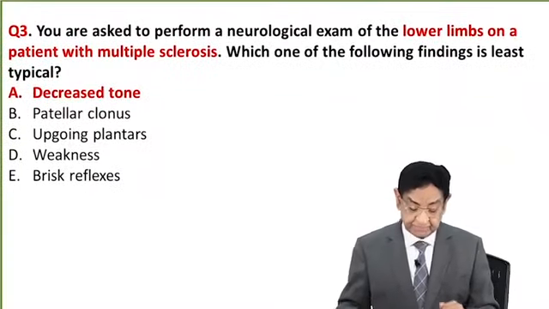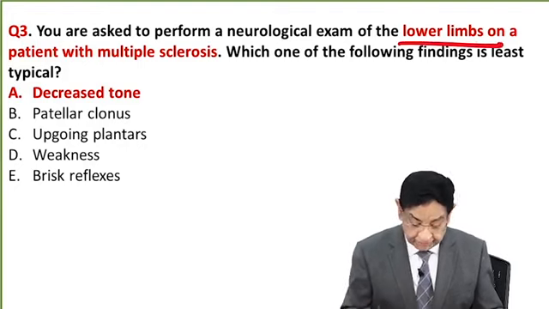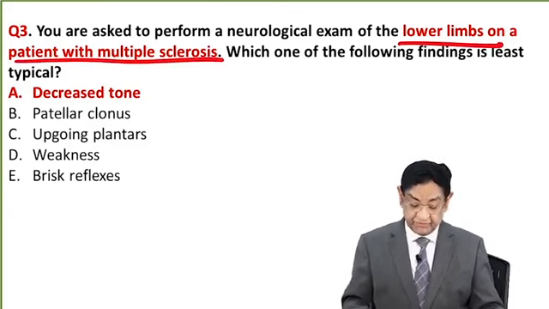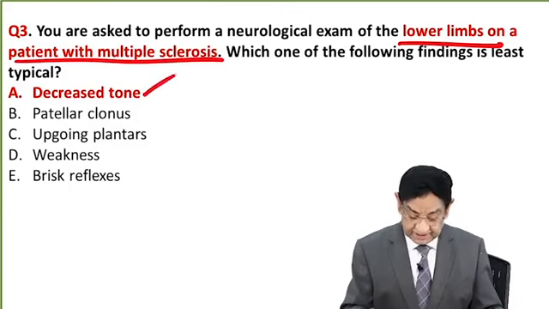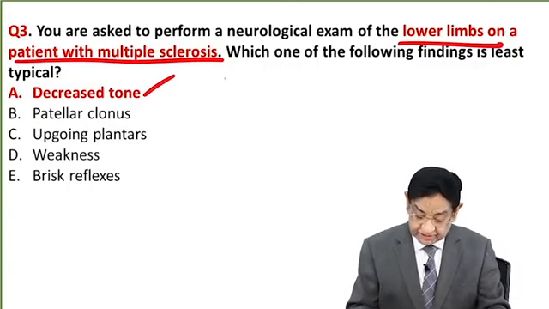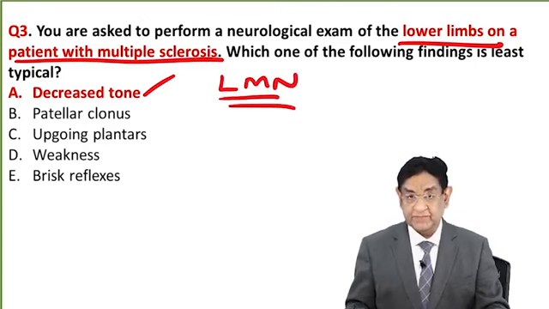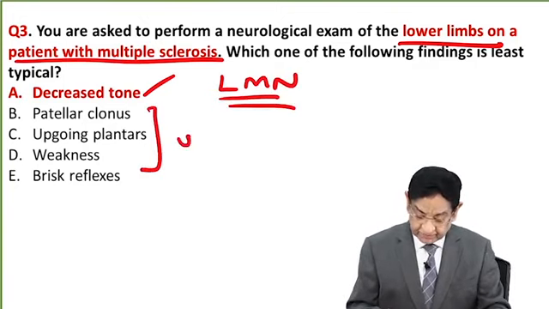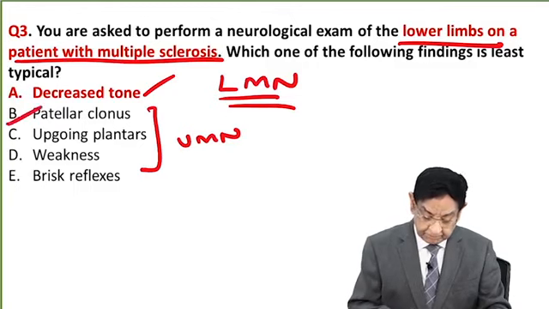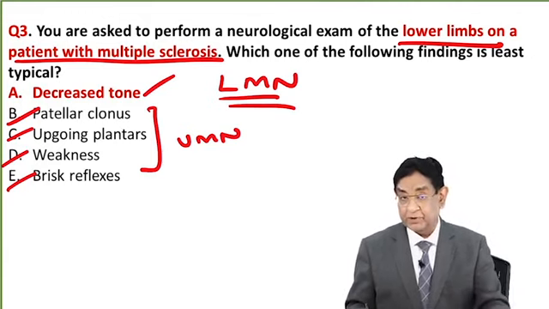Question number 3, beautiful question. You have been asked to examine the lower limb of a patient with multiple sclerosis. Which finding will you not get? Decreased tone. Why? Now your concepts are clear. Decreased tone is a feature of lower motor neuron palsy. And as we learned in the basic concept, lower motor neuron palsy is not the feature. Upper motor neuron signs are the feature. So patellar clonus, upgoing plantar, weakness and brisk reflexes are upper motor neuron features.